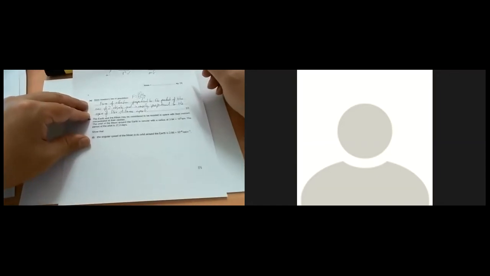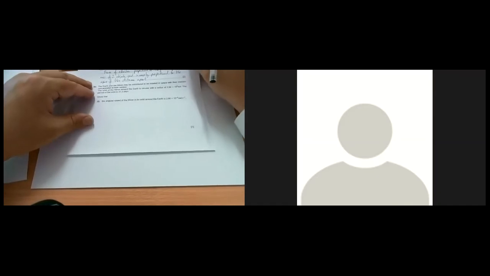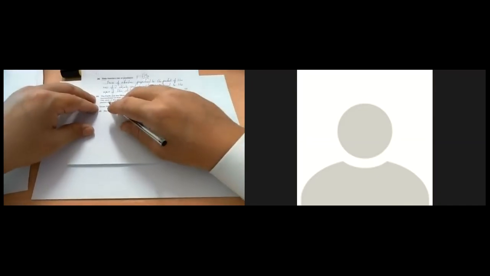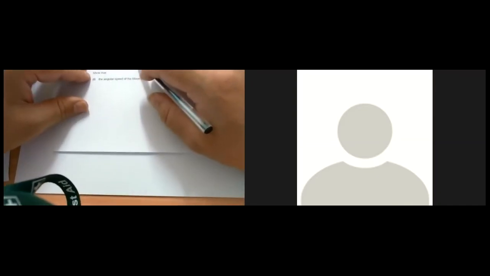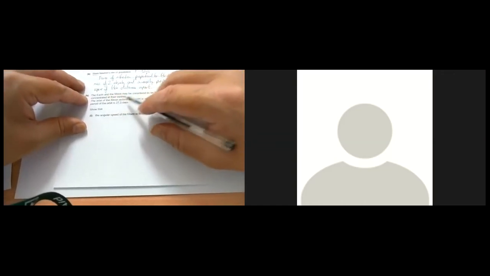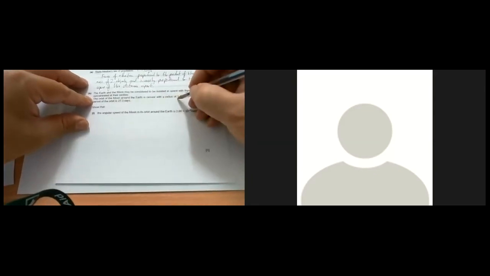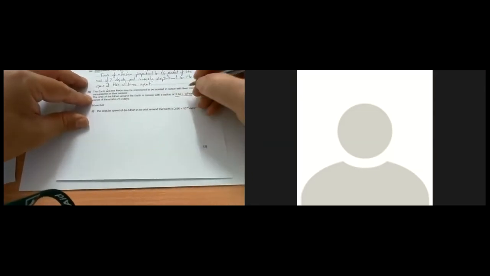So that then gives you your answer to part A. Now, part B. Part B says the Earth and the Moon may be considered to be isolated in space, so you can ignore the gravitational pull of anything else, where the mass is concentrated at their centers. The orbit of the Moon around the Earth is given by that.